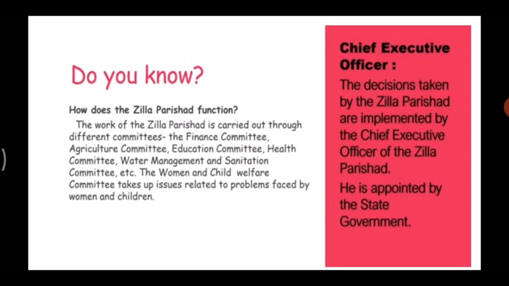Then the next is the Chief Executive Officer. The Chief Executive Officer is an officer appointed by the state government. That means the government appoints. Now what is his duty? It is the duty of the Chief Executive Officer to implement the decisions taken by the officers of the Zila Parishad, and reach it to the common people. Whatever is told to him, he has to explain it to the common people.